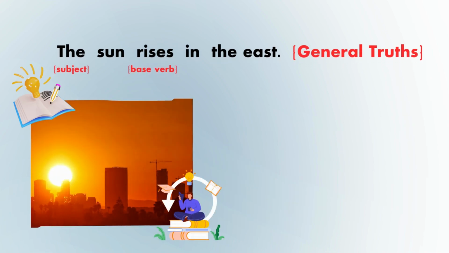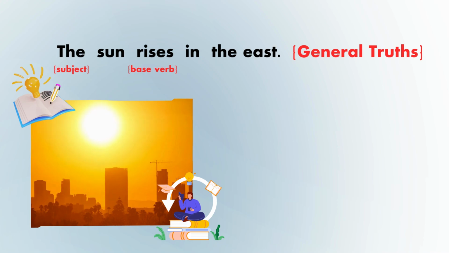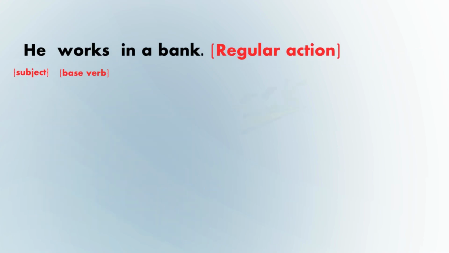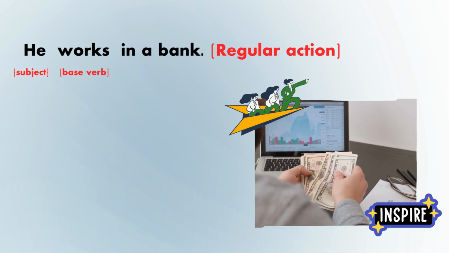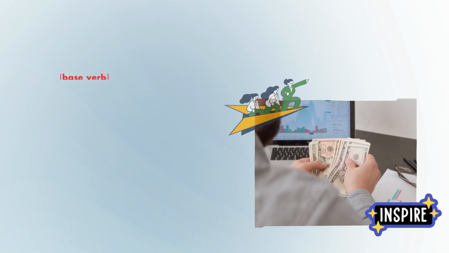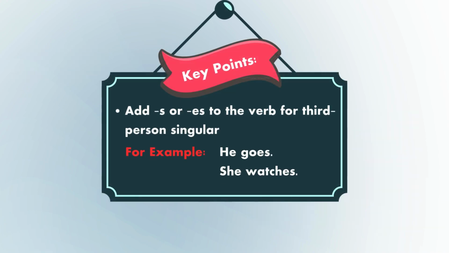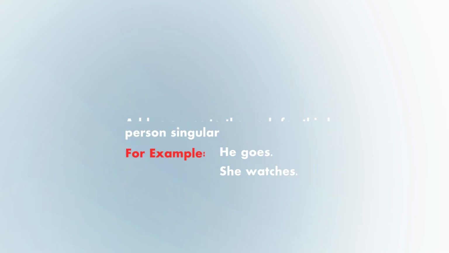The sun rises in the east. We can use this type of sentence for general truths. He works in a bank. We can use this type of sentence for regular action. Key points: add s or es to the verb for third person singular. For example, he goes. She watches.